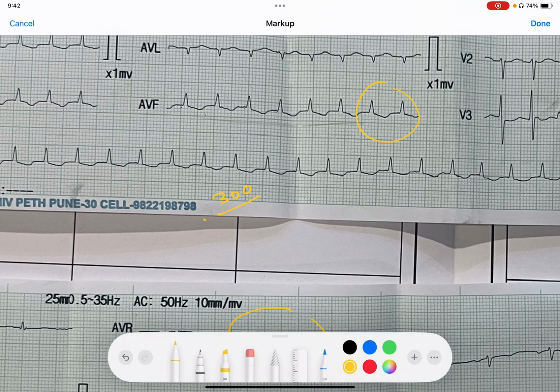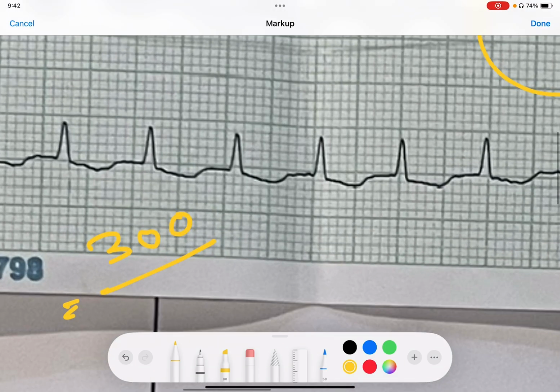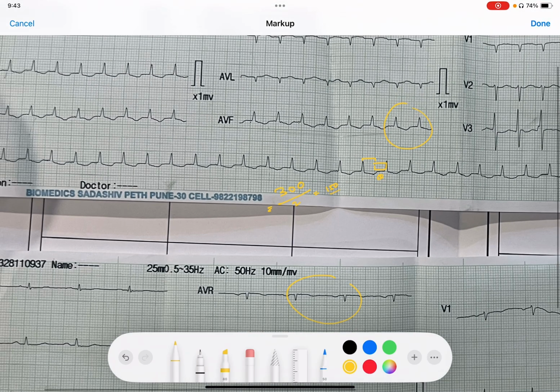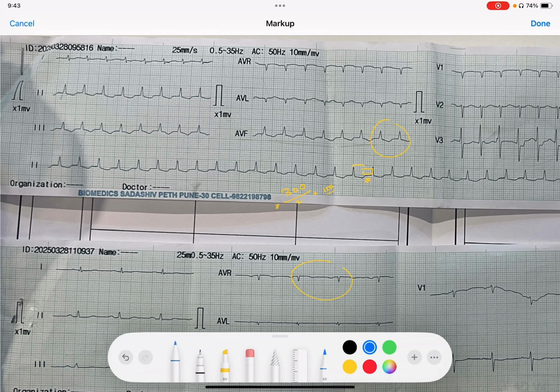It is 300 divided by the total number of large squares. So if you can see here, this is one large square and this is the second large square. There are two large squares, so the heart rate is 300 divided by 2, which is 150. So there is definitely a tachycardia, and we always have to remember the most important thing: whenever heart rate is more than 150, usually the chances of arrhythmia are very high. Either it will be supraventricular tachycardia or ventricular tachycardia.